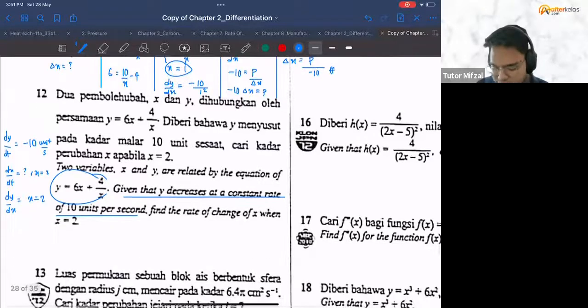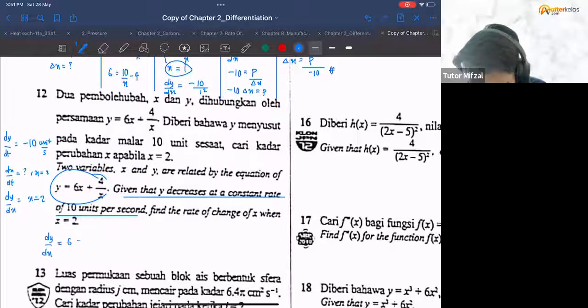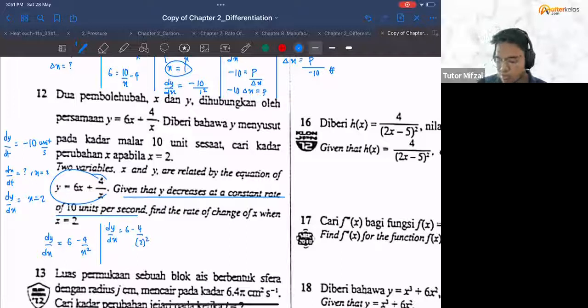Alright, so let's do that. Let's find dy over dx first. So our dy over dx is 6 minus 4 over x squared. Then substitute x equivalent to 2. You should get 6 minus 4 over 2 square. So 4 over 4 is just 1. 6 minus 1 is 5.